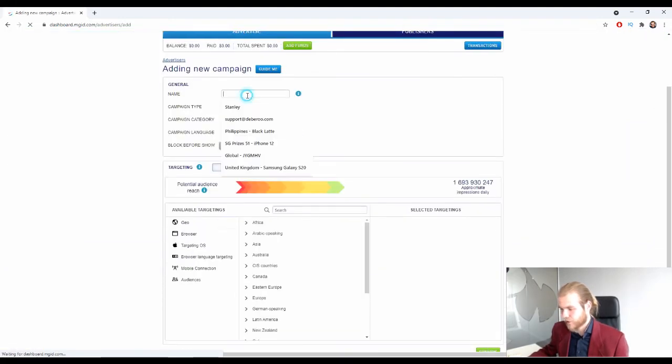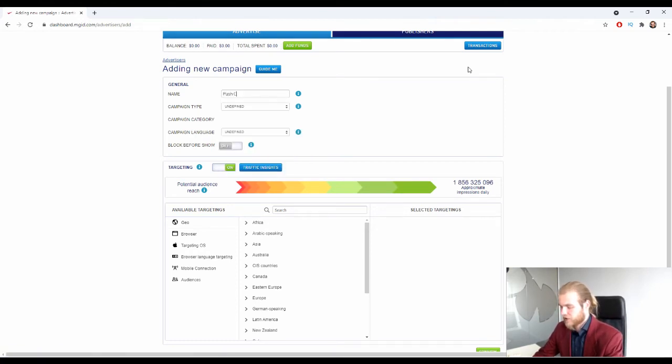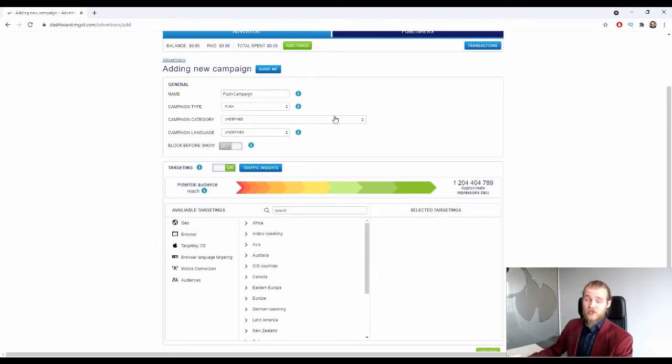And first things first, we want to give our campaign a name. All right. So let's just call it push campaign. Keep it easy. Campaign type. So right here, we are going to select push. They also have search feed, by the way. And usually if you're going to promote native, it's most likely product promotions, but it could be content promotion as well. We are going to go with push because we want to create a push campaign.